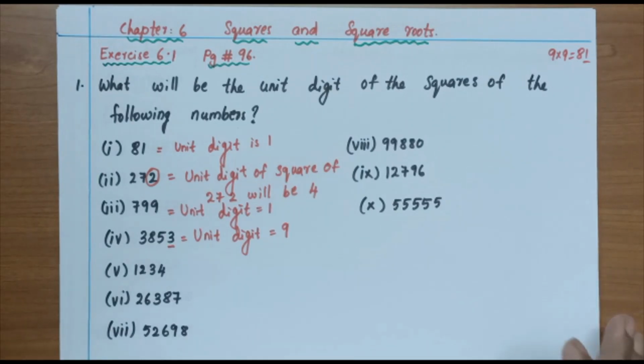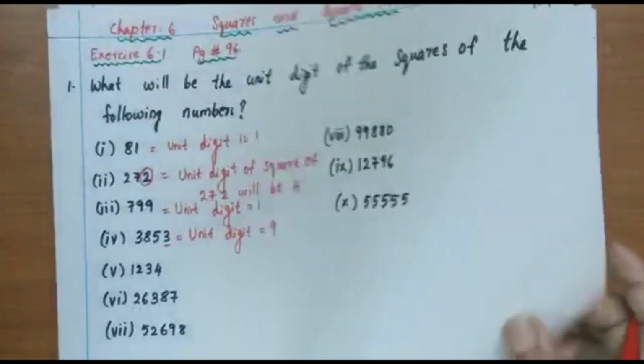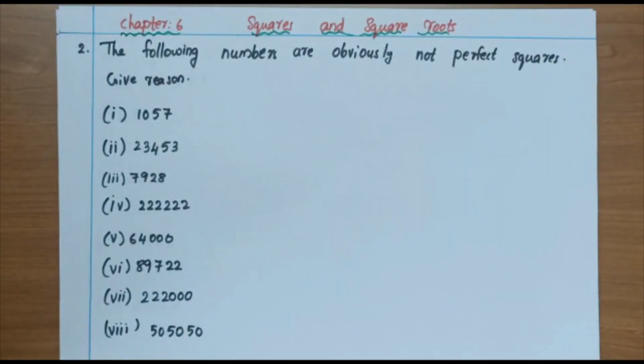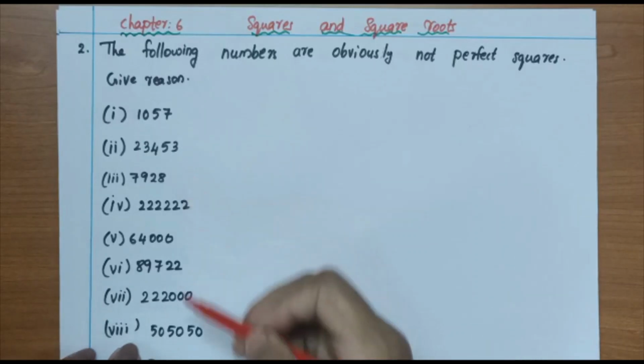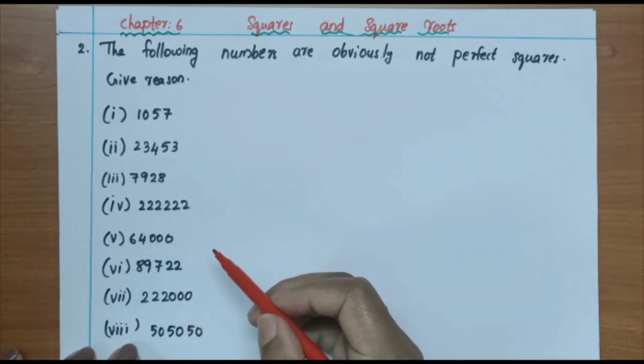Now we are going to continue with question number 2. The following numbers are obviously not perfect squares. Give a reason. So here there are some numbers given. They are telling us these numbers are not perfect squares. What will be the reason?